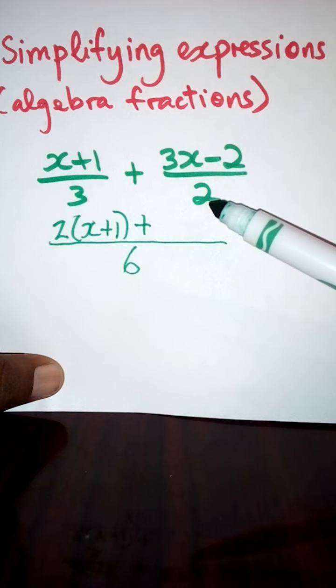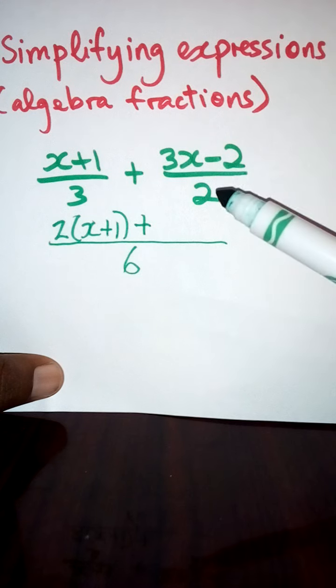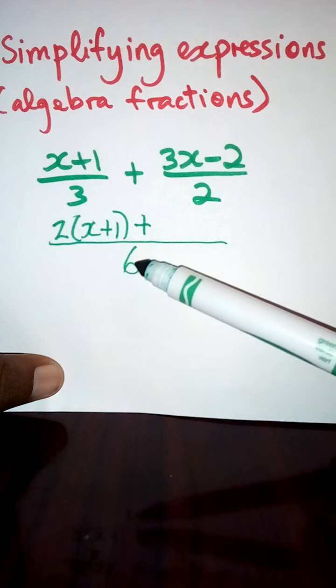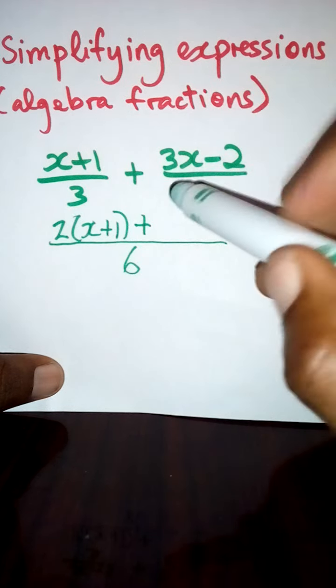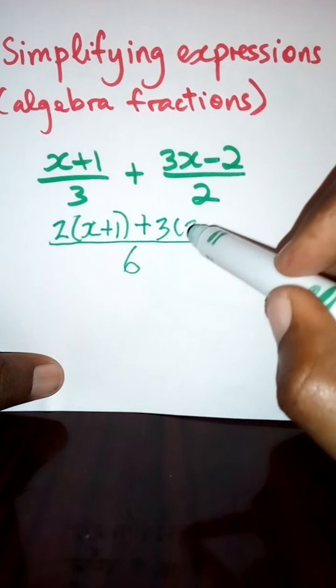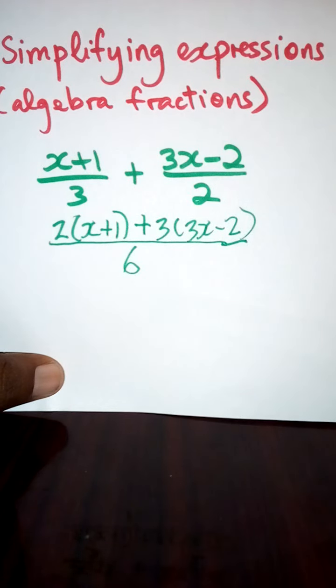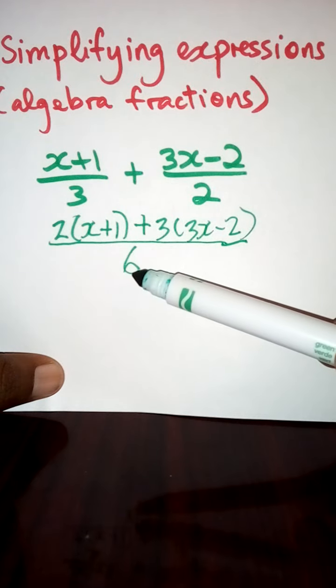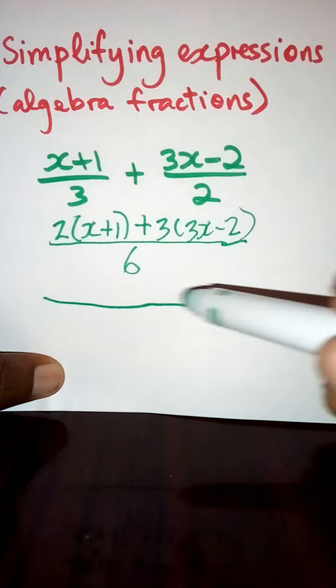Now divide into the lowest common denominator. 2 into 6 again goes 3 times. Take that 3 and multiply the numerator. Let me repeat. 2 divides into 6 goes 3 times. Take that 3 and multiply the numerator. So 3 times 3x minus 2. Now, there's nothing left to be done to the denominator. All the work now is in the numerator. So we'll keep the denominator in every line.